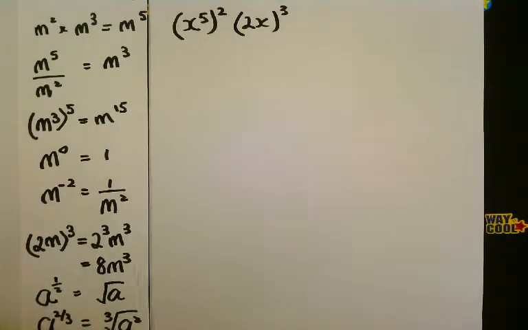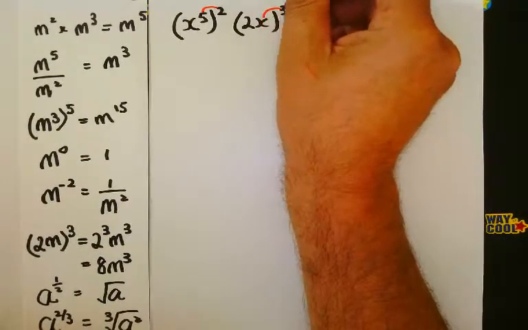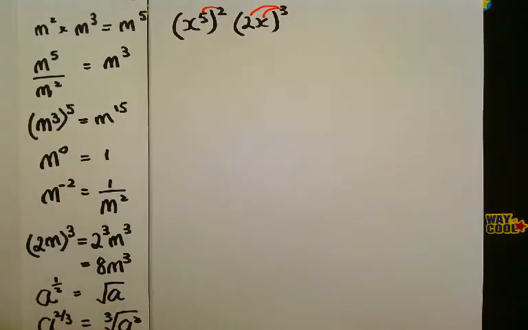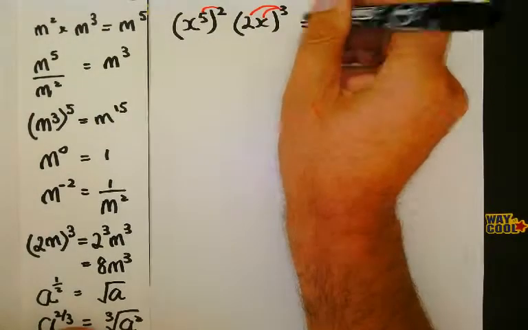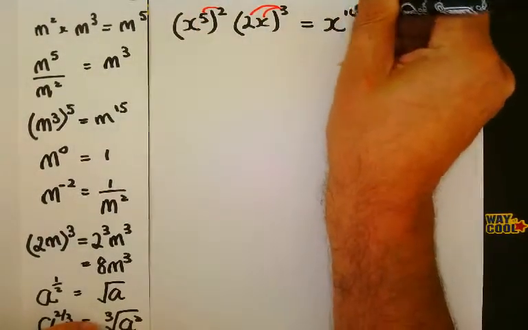Okay, so let's look at this one. So we've got a power on a power, and in this one we have a power on a variable and a power on a coefficient. So let's have a look at that one. So that's going to be x to the power of 10. 5 times 2 is 10, so we've got that one sussed.